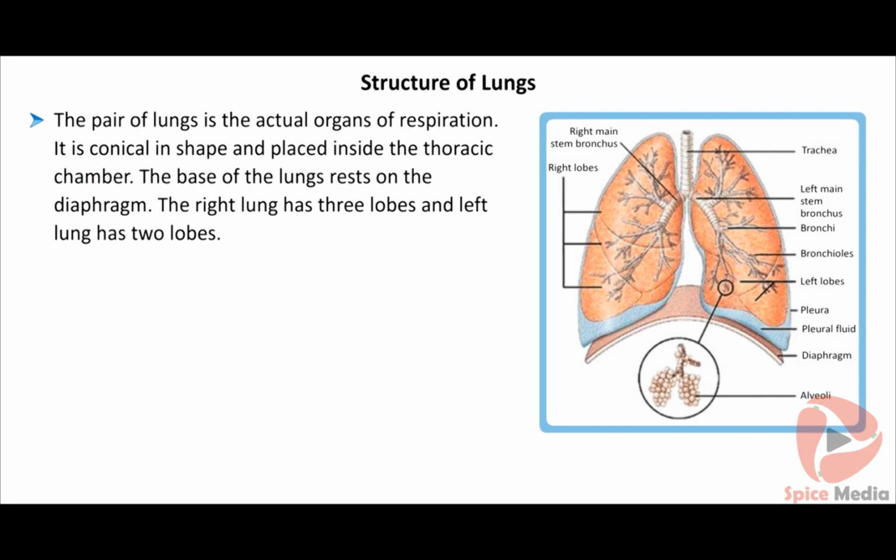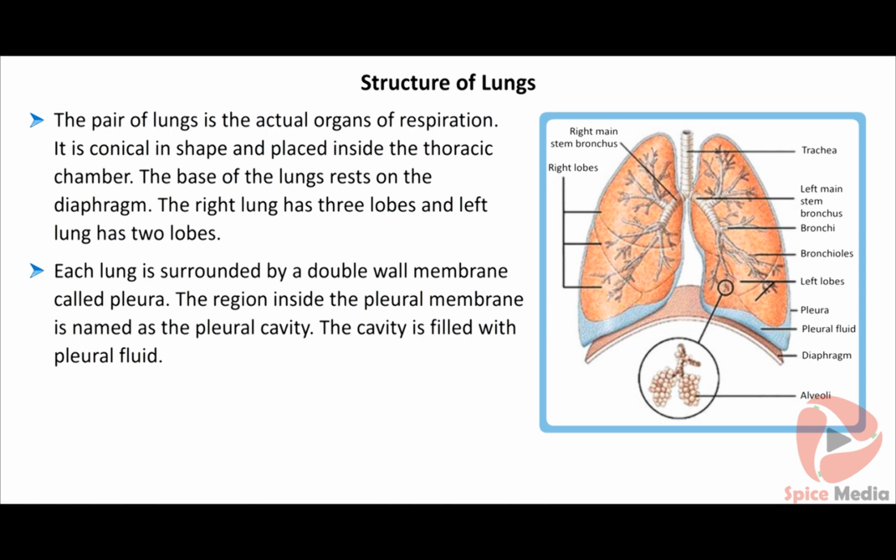The pair of lungs is the actual organs of respiration. They are conical in shape and placed inside the thoracic chamber. The base of the lungs rests on the diaphragm. The right lung has 3 lobes and the left lung has 2 lobes. Each lung is surrounded by a double-walled membrane called pleura. The region inside the pleural membrane is called the pleural cavity. The cavity is filled with pleural fluid.